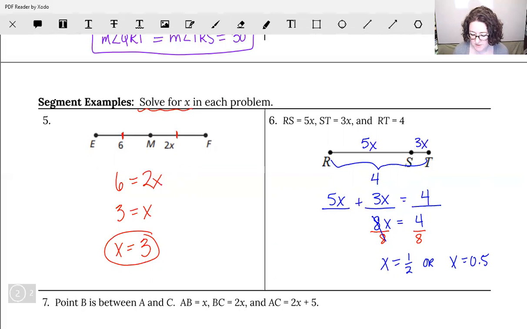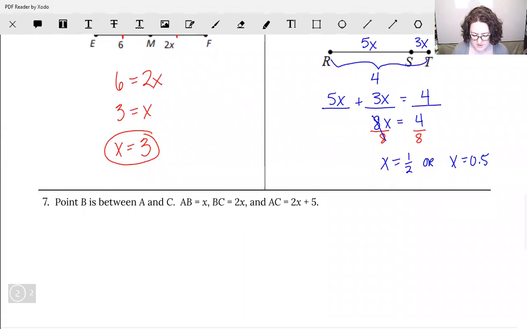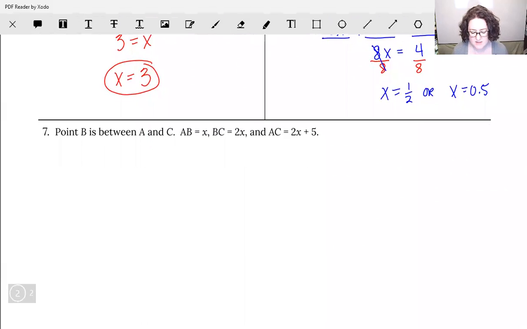Okay, so last problem, number 7. Wait a second, number 7 didn't give us anything except for info. We need to draw a diagram to make sure we can organize it all. So first sentence says point B is between A and C. Okay, and I'm reading the second piece with AB equals x and BC equals 2x. I don't see anything in there about angles, so I'm going to assume that this is a segment problem.